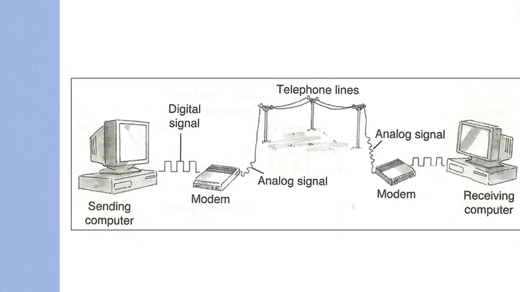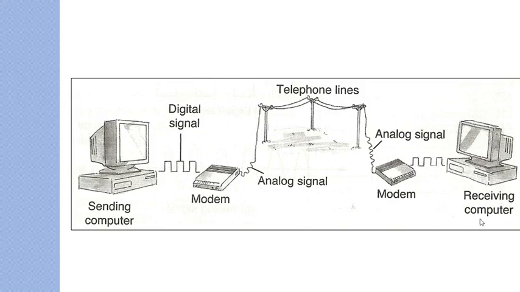Let's look at the diagrammatic representation of modulation and demodulation. If you look at this one, this is the sending computer. On the other hand, we have the receiving computer. A computer processes digital data, but a telephone line must transmit analog signals. Therefore, between the computer and the telephone line, we must have a gadget called a modem.